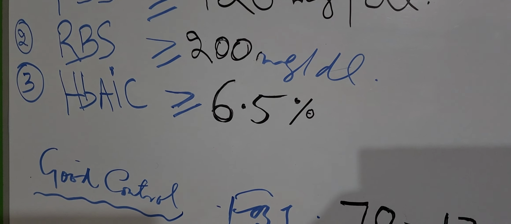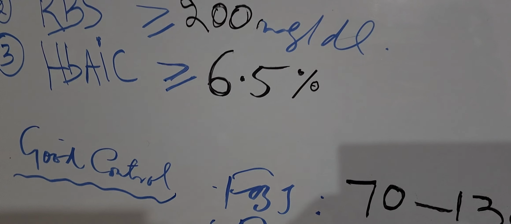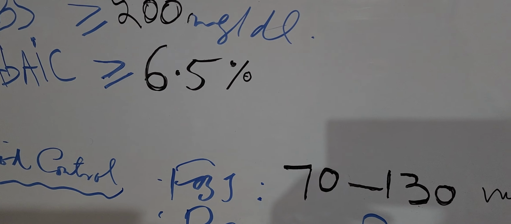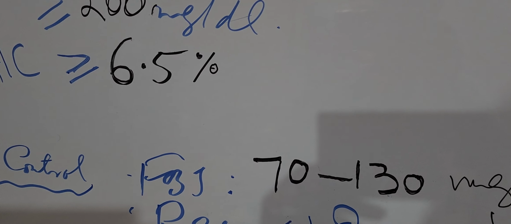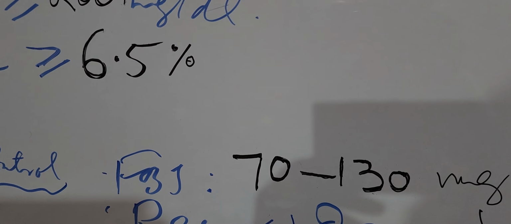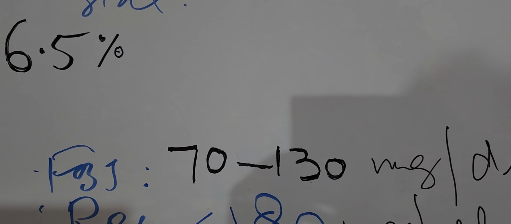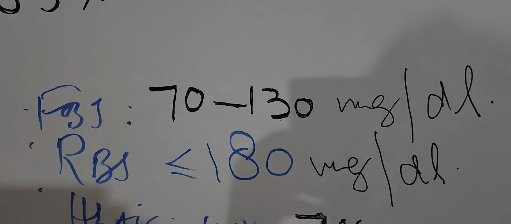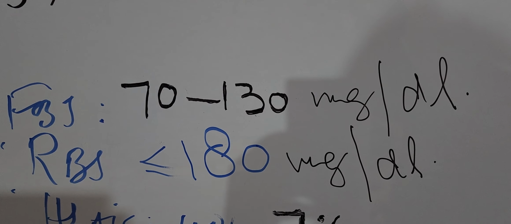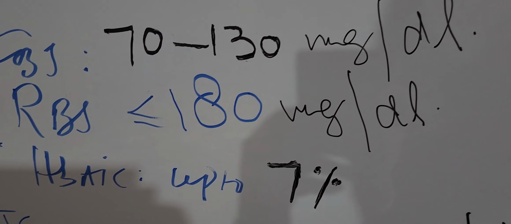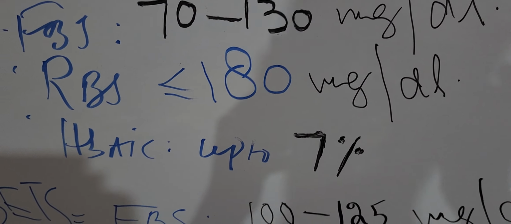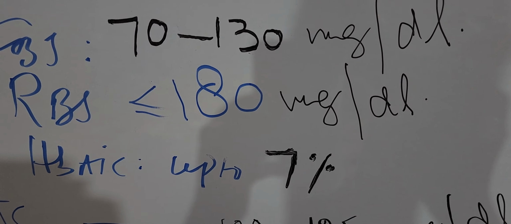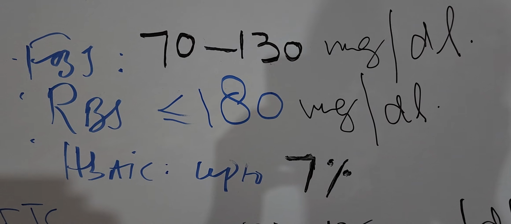Once you diagnose a case of diabetes, then the patient asks a very important question: Doctor Saab, what is my good control? If somebody is already diabetic and you do the fasting blood sugar of this patient and it comes out to be between 70 to 130 milligram per dl, that's a very good control. If you do the random blood sugar of this patient, it is less than 180 milligram per dl, it's an excellent control. And if you do the HbA1c of this patient and it is up to 7%, it's a magnificent control. But we don't keep a tight control in the elderly and frail patient.